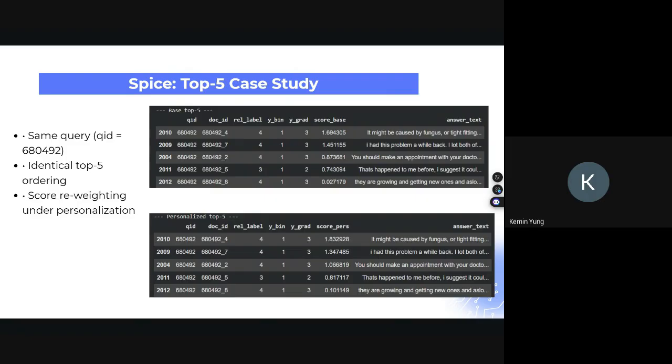This slide shows a top 5 ranking comparison for the same query on the base and personalized models. While the ordering remains identical, personalization reweights the confidence scores. And next slide, please.